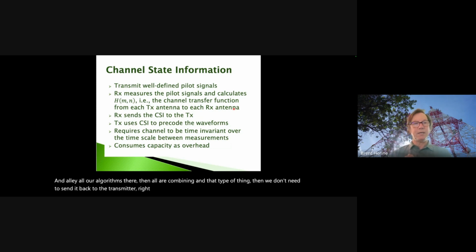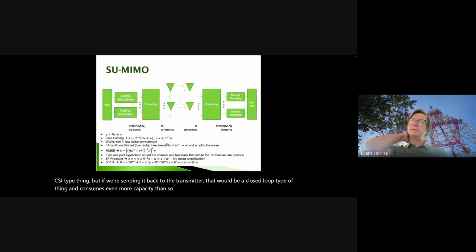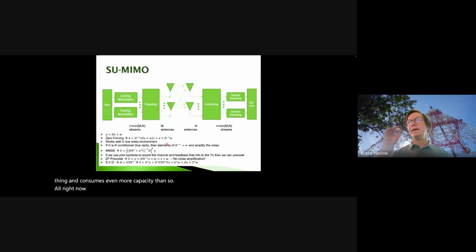And that would be kind of an open loop CSI type thing. But if we're sending it back to the transmitter, that would be a closed loop type of thing, and it consumes even more capacity then. So, all right, now let's kind of expand.